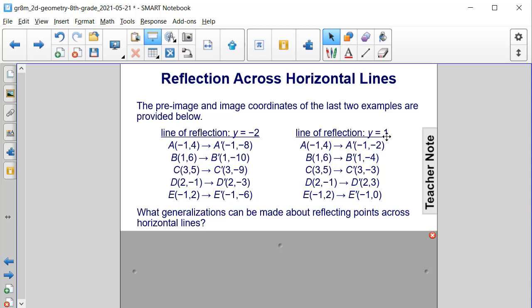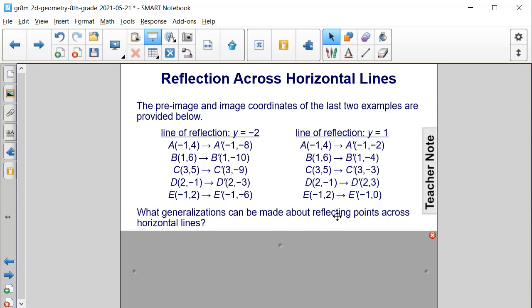When the line of reflection was y equals 1, the point A at (-1, 4) became (-1, -2). Point B at (1, 6) became B prime at (1, -4). Point C at (3, 5) became C prime at (3, -3). Point D at (2, -1) became point D prime (2, 3). Point E (-1, 2) became E prime (-1, 0), after being reflected across the line y equals 1.